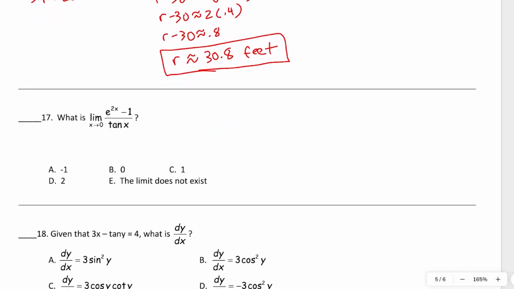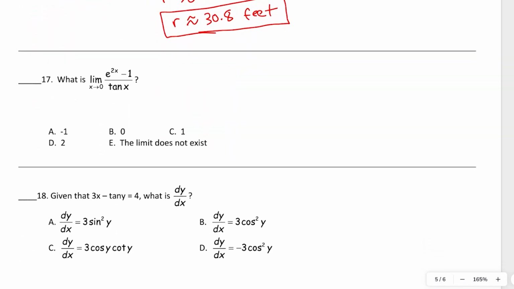Number 17. What is the value of the limit as x approaches 0? If I just try to substitute 0 in here, I'm going to get 0 over 0. So I'm going to have to use L'Hopital's rule. With L'Hopital's rule, just remember, you can only use it if it's 0 over 0 or infinity over infinity. You can only use it when you have an indeterminate form. So you always try to plug in the number first, because sometimes you get lucky and you don't have to use any tricks. You just plug it in and get your answer. But here, if I plug in 0 here and here, I'm going to get 0 over 0. So that's no good. We're going to use L'Hopital's rule.